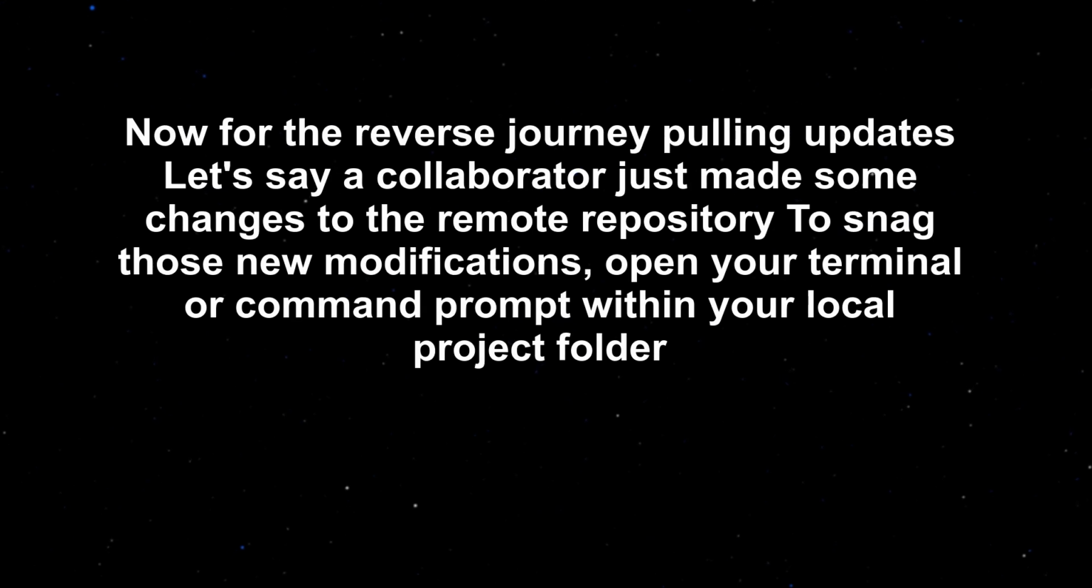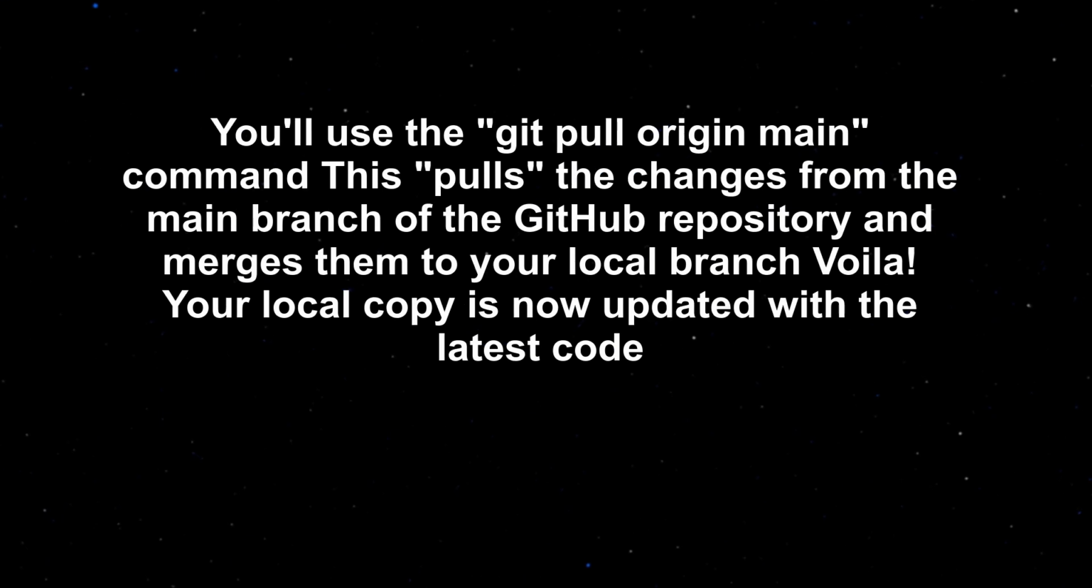Now for the reverse journey, pulling updates. Let's say a collaborator just made some changes to the remote repository. To snag those new modifications, open your terminal or command prompt within your local project folder. You'll use the git pull origin main command. This pulls the changes from the main branch of the GitHub repository and merges them to your local branch. Voila! Your local copy is now updated with the latest code.